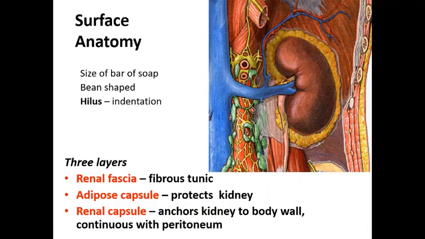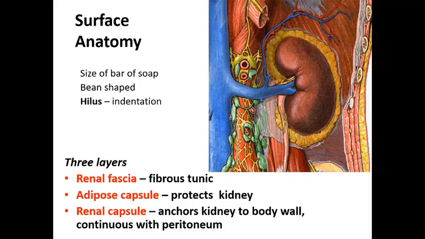The coverings of the kidneys: the outermost, you have the renal fascia. The renal fascia is just a fibrous tunic, a hard connective tissue material that covers the outside. Then under the fibrous tunic, you have adipose tissue that will provide cushioning, or structural support, so that the kidneys cannot be easily damaged by the surrounding tissues. There is this layer of adipose tissue, so it's going to protect the kidney.